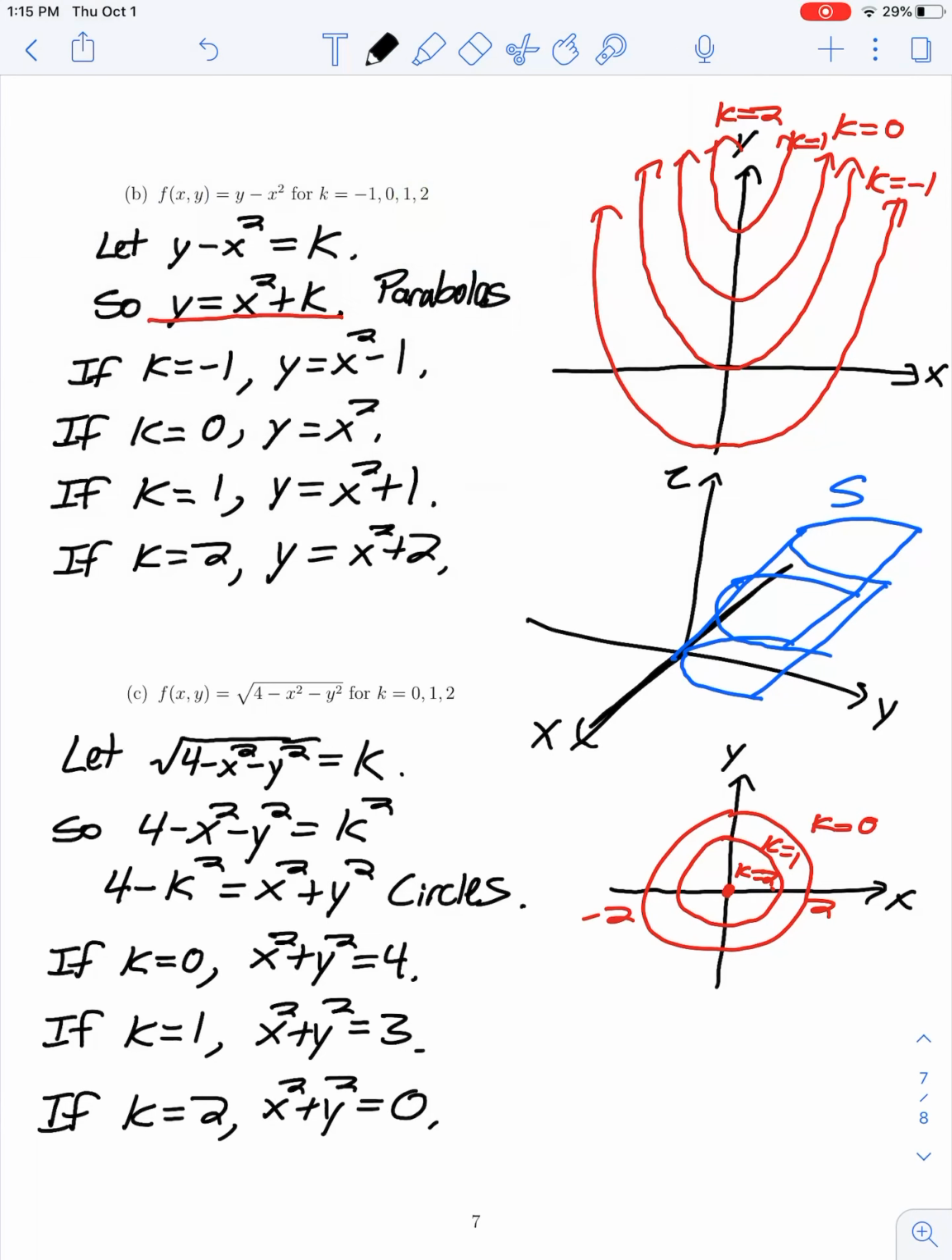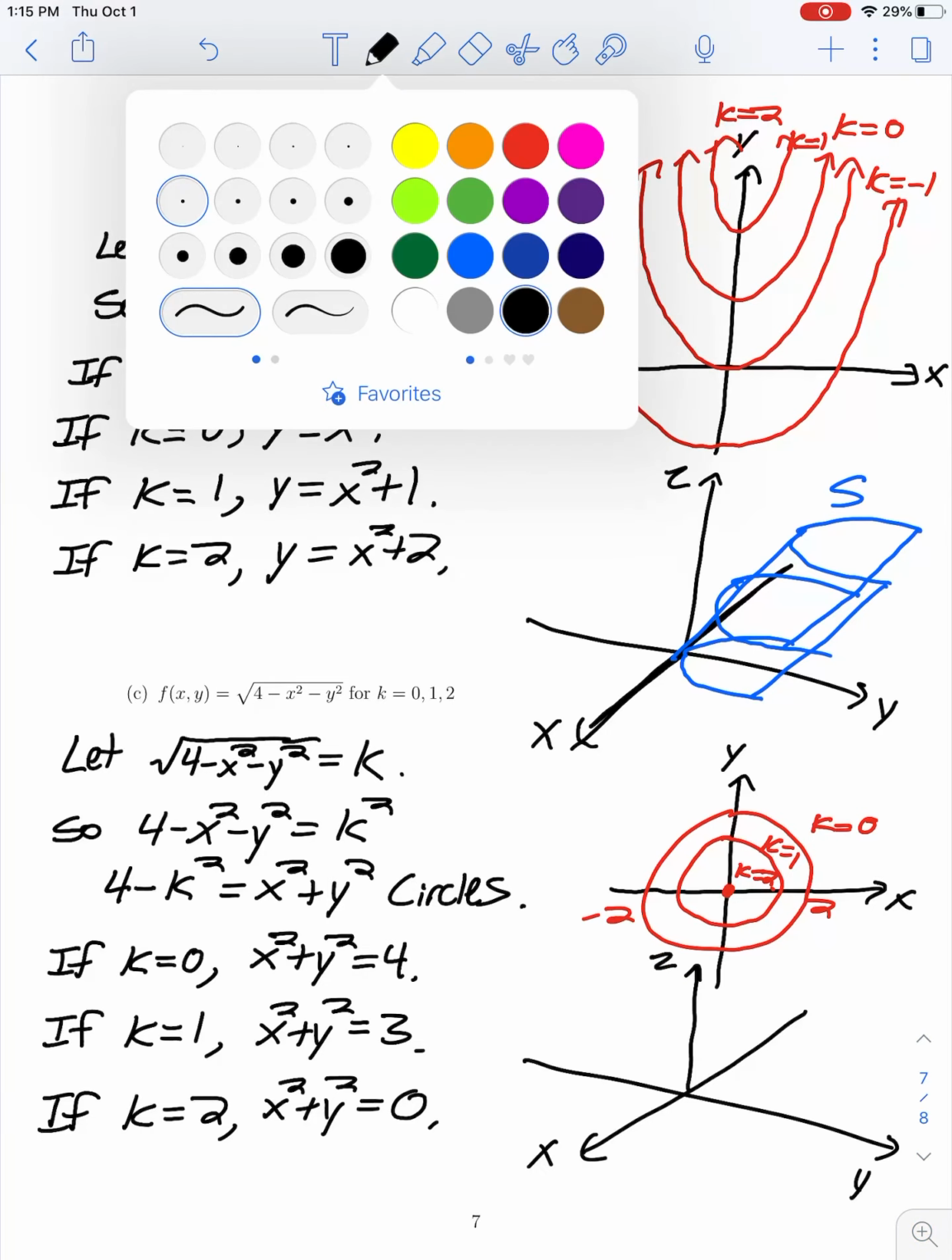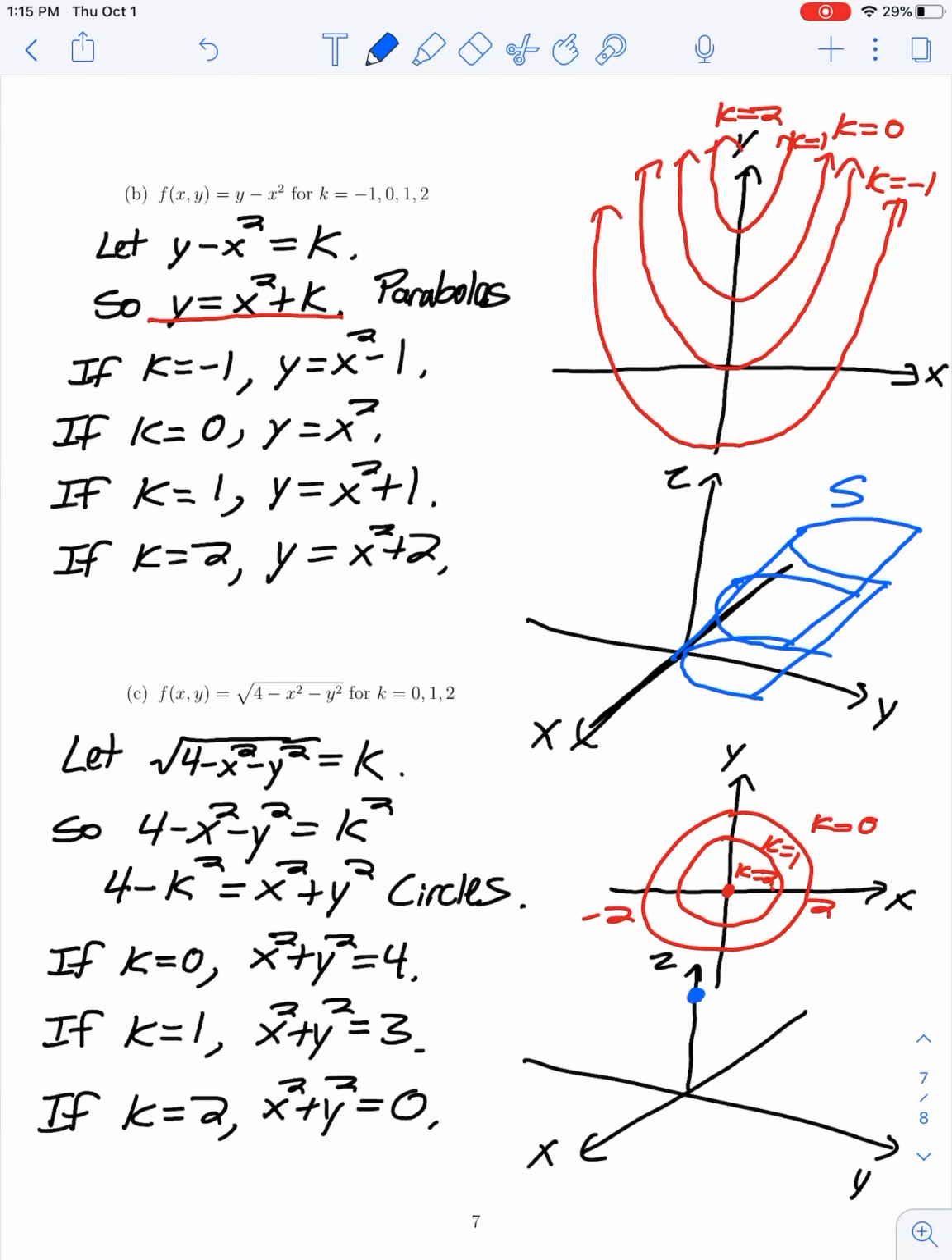So in 3 space, we would have something that looks like the following. Our trace in the plane z equals 2 was a single point, x, y equals 0, so we have 0, 0, 2 in space. In the plane that was 1 unit above the xy plane, we had a circle of radius root 3. And in the plane where k equals 0, that is the xy plane, we had a circle of radius 2.